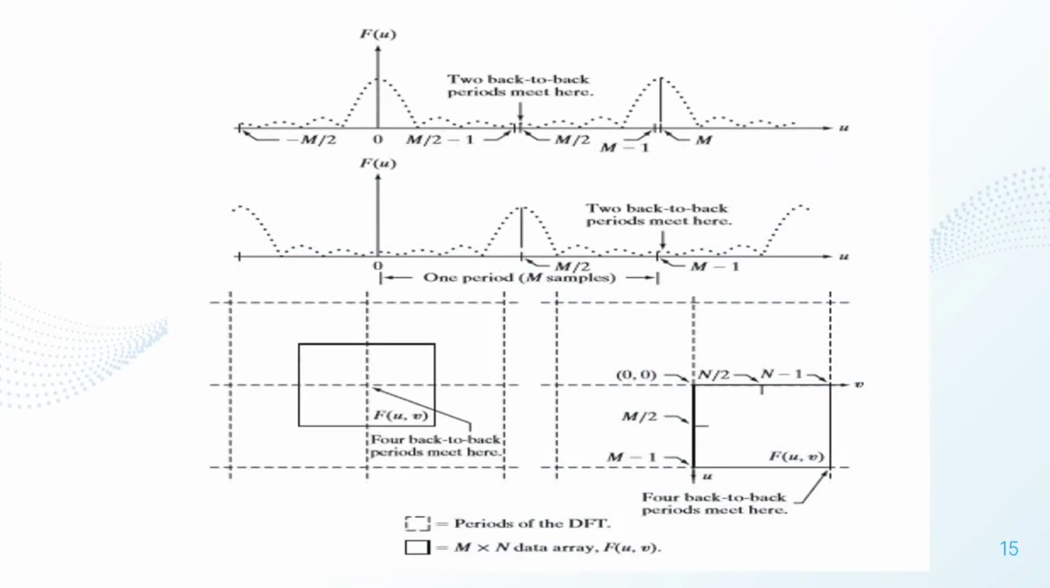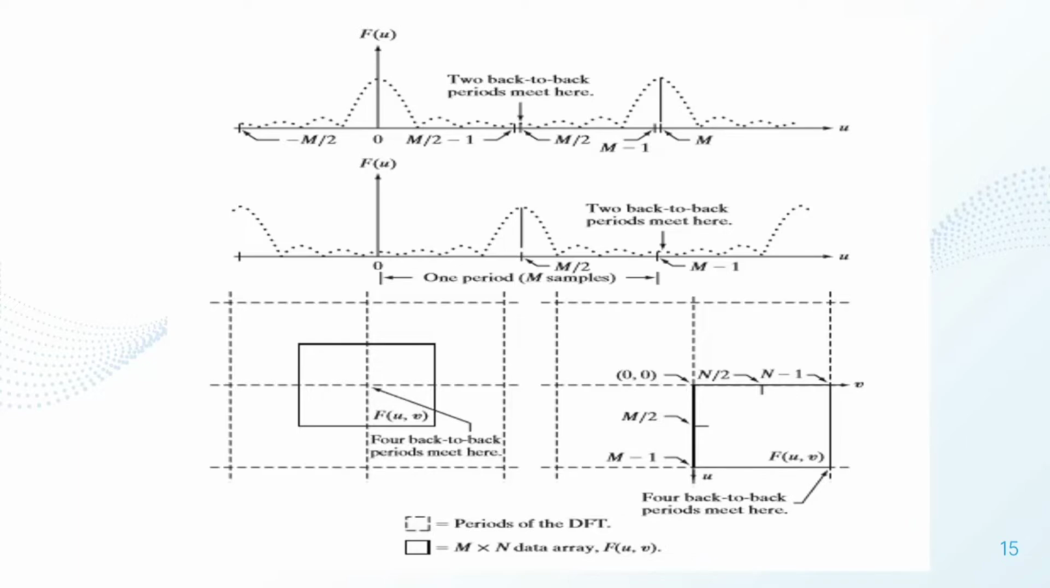The periodicities of the transform and its inverse are important issues in the implementation of DFT-based algorithms. Consider the 1D spectrum shown in the first figure. The transform data in the interval from 0 to M-1 consists of two back-to-back half periods meeting at the point M/2. For display and filtering purposes, it is more convenient to have this interval a complete period of the transform in which the data are contiguous, as shown in the second figure.